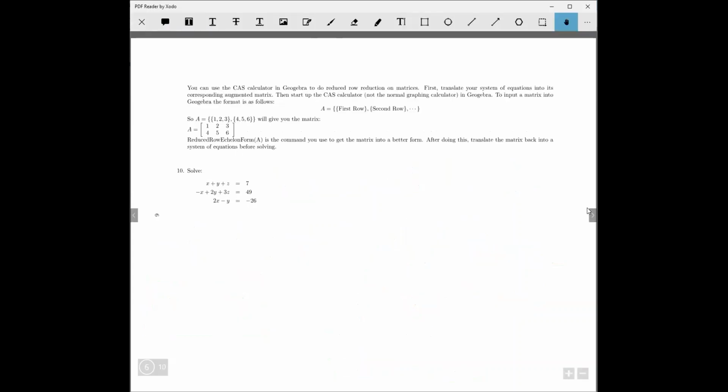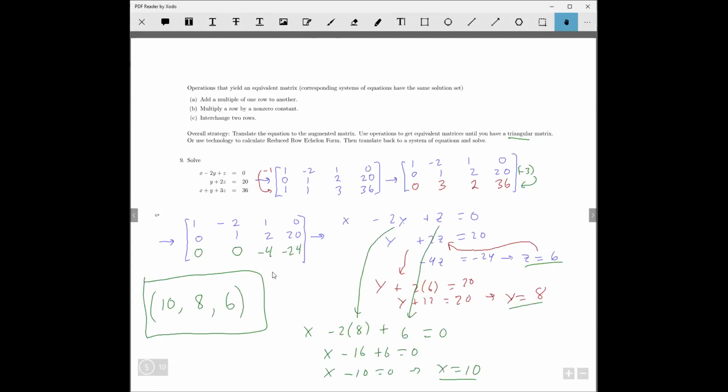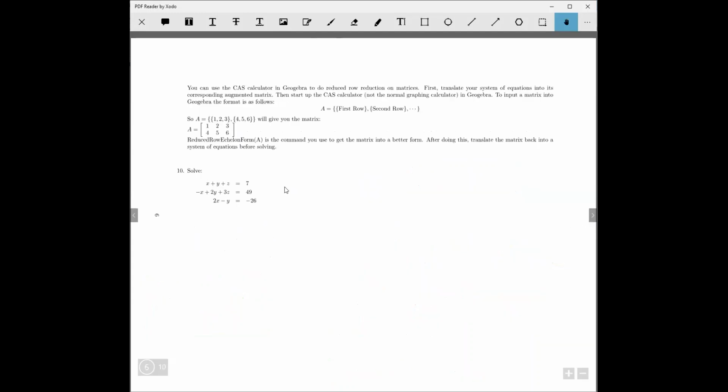I'm going to show you another way. It's important to know this way because sometimes technology can't do it. But with number 10, I'll show you how you can do this with Geogebra. So you still have to do the first part where you translate it into an augmented matrix.